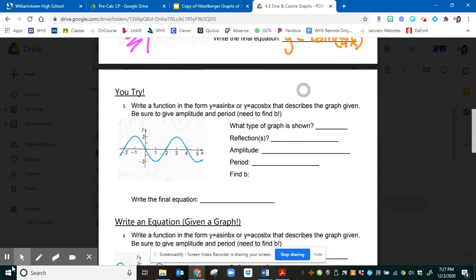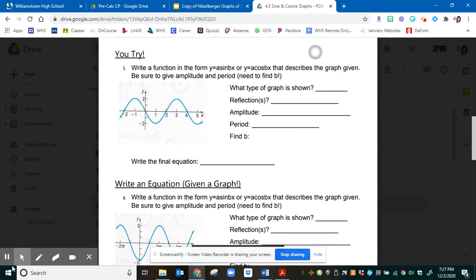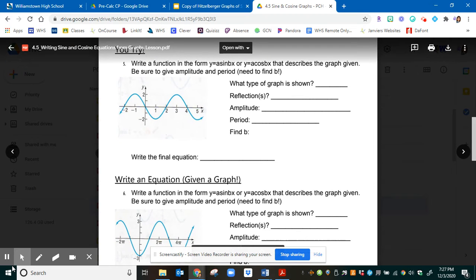So the next one is a you try for you to try on Edpuzzle. So go ahead and give that a try and let's see what you guys come up with. Okay, and we're back. So hopefully you guys got the correct answer. It should have been letter A, and your final equation should have been y equals -2 sine, parentheses, and this should have been pi over 2 x.